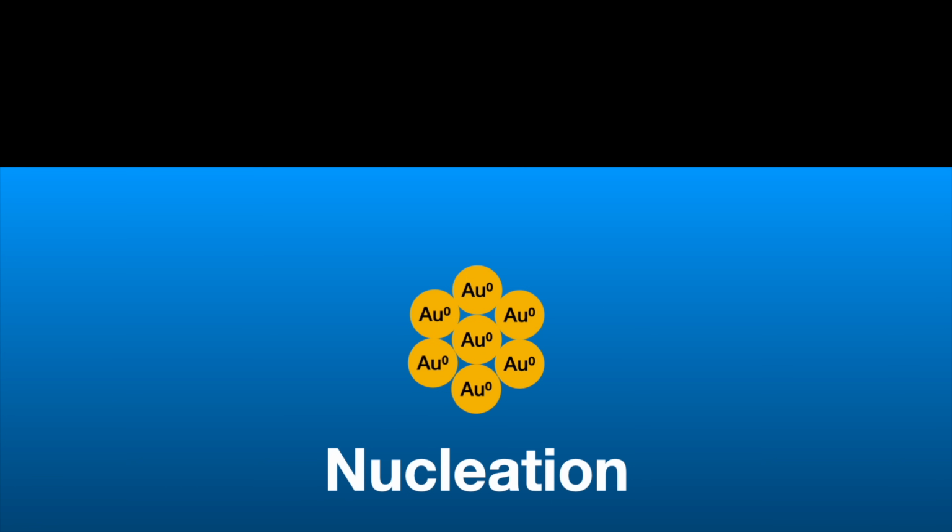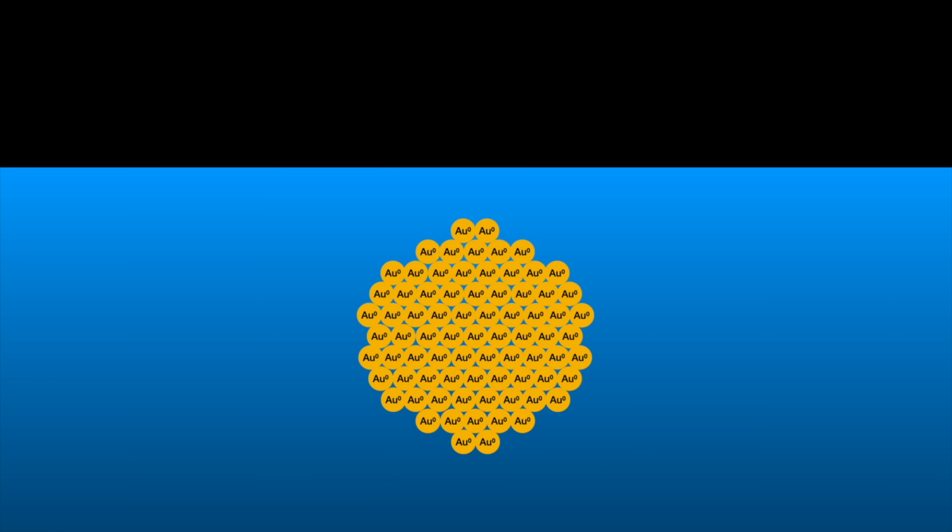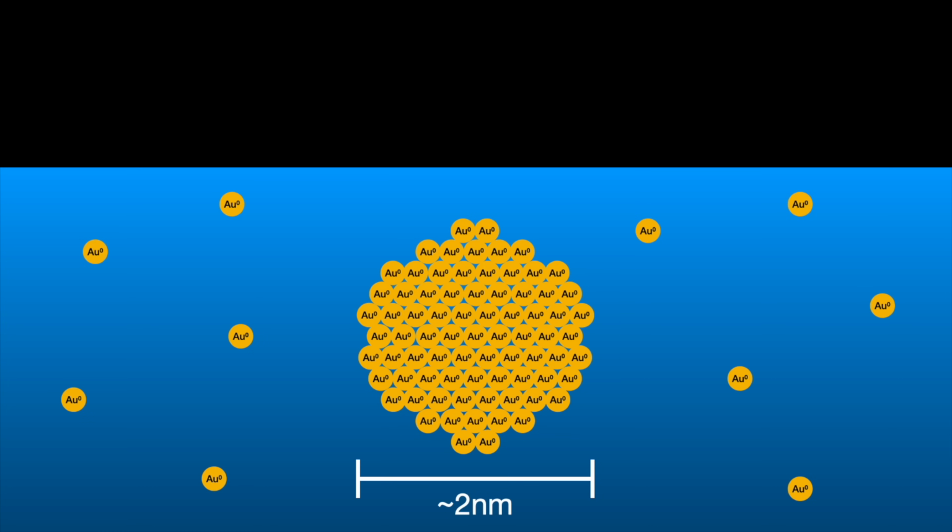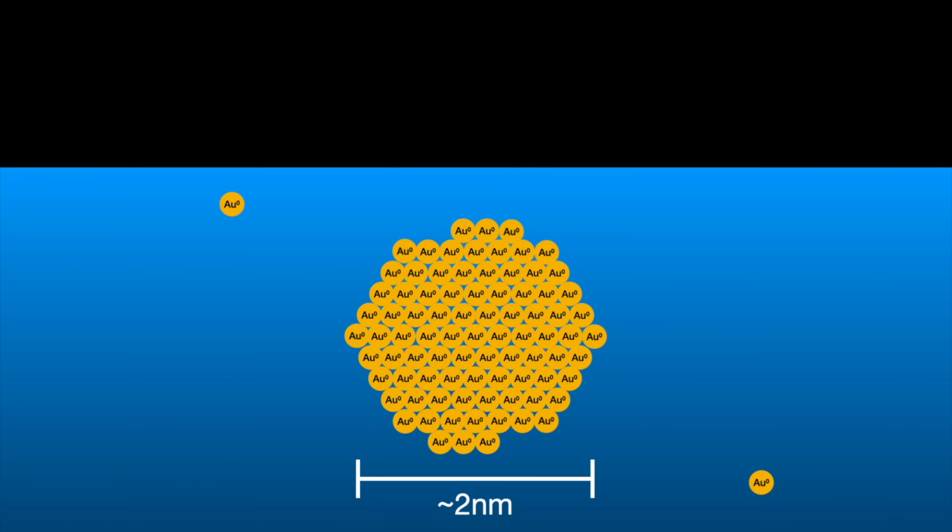I've only shown 7 atoms here for simplicity, but in reality it usually takes about 50 to 100 atoms to form the minimum viable particle, with a diameter of about 2 nanometers. Once this seed particle is created though, individual gold atoms can be added one at a time. This process is known as particle growth. It's important to understand that nucleation and growth are 2 entirely different processes, and so it's possible to change the parameters of an experiment to increase or decrease the rate of either nucleation, growth, or both.